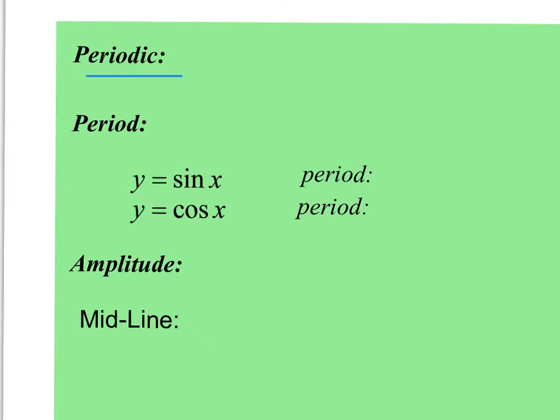A periodic graph is a graph that continues in a bunch of different cycles. Each of those cycles is called a period. That's why they're called periodic, because they repeat the cycles. A period is the shortest amount of time it takes to complete one of those cycles. So for sine and cosine, and you can feel free to get these down, the period of sine and cosine is both 2 pi.